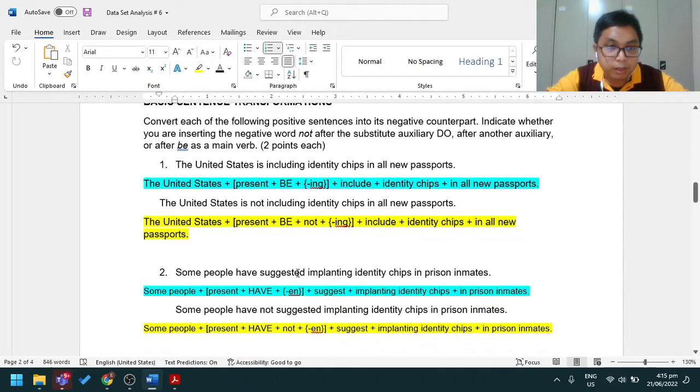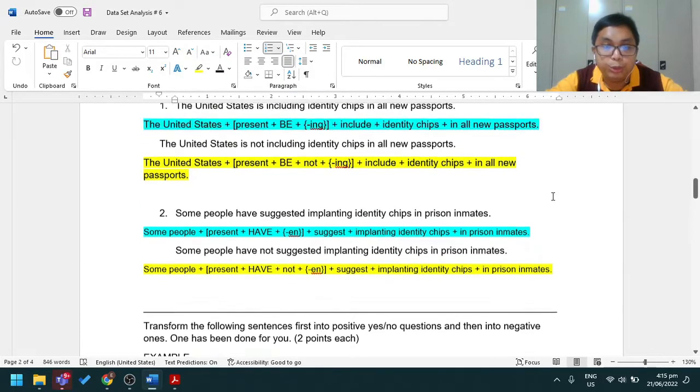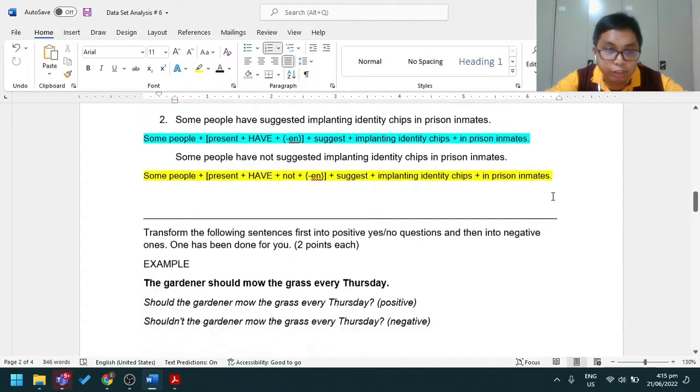For the second sentence, it is just the same. Some people have suggested implanting identity chips in prison inmates, transforming it into have not suggested. As what you can see on the underlying structure, present have suggested, since it undergoes present perfect tense. You also have your have not suggested. So that is how you go into its underlying structure.